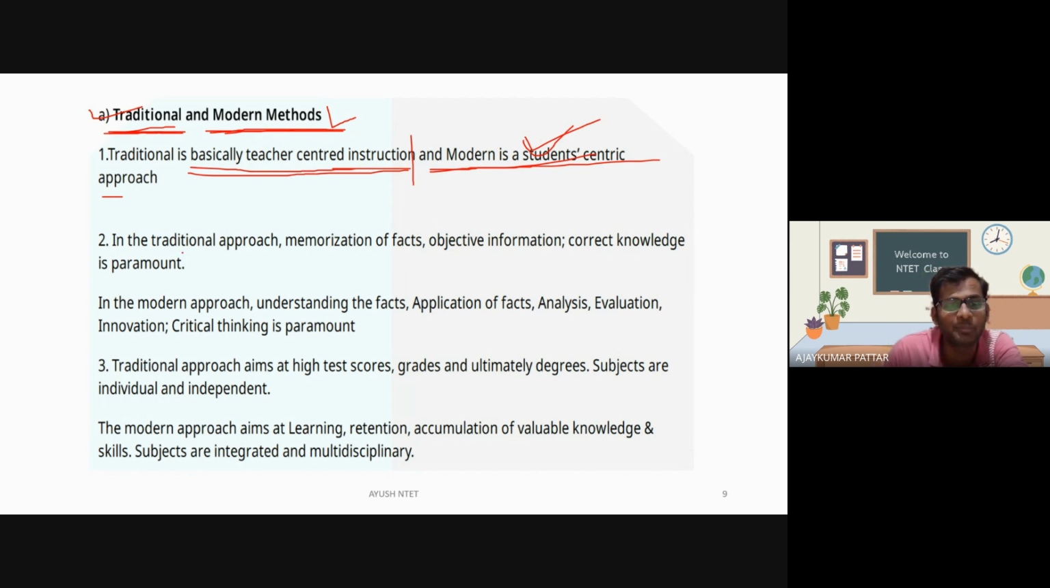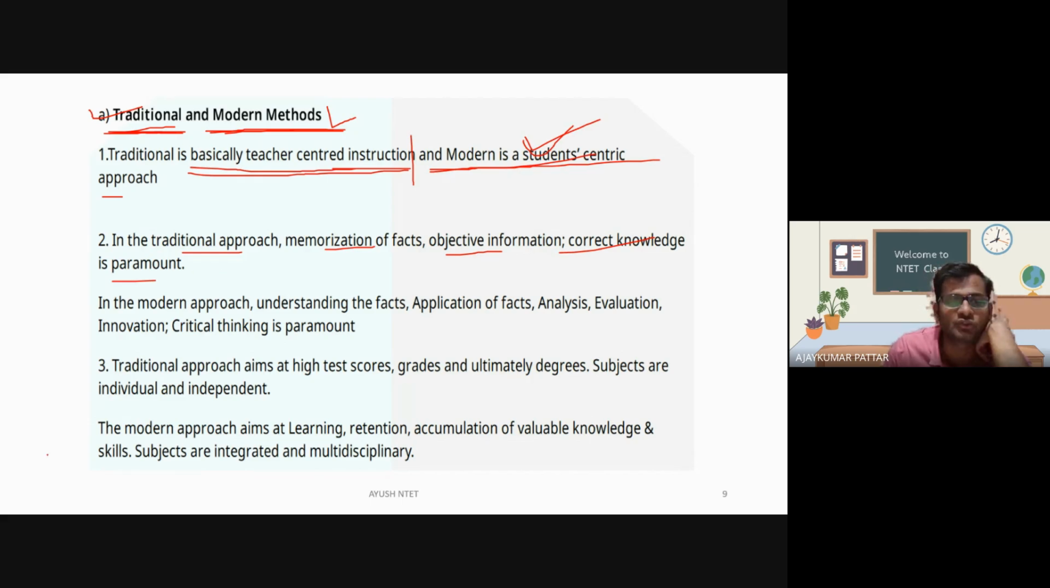And in traditional approach, memorization of facts, objective information, correct knowledge is paramount. ट्रेडिशनल में पहले से स्कूल में कैसे हम पढ़ाई करते आए, memorizing the things, objective information, correct knowledge: what the teacher has told, that thing we will remember, correct knowledge about that concept. These are the approaches in the traditional method.